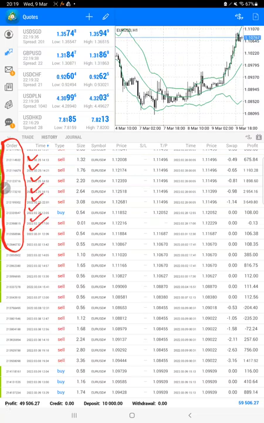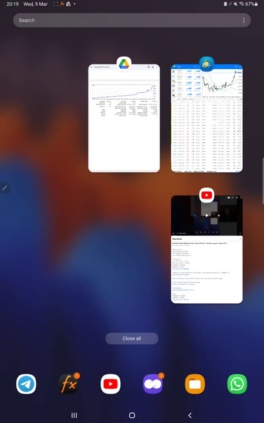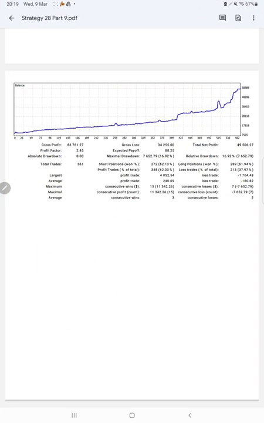The current profit is $49,500 right now. Here is the current balance, which is $59,506. Also we will see the trading account statistics from the statement.